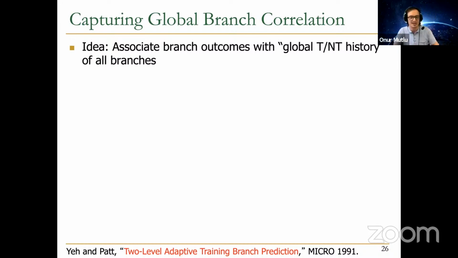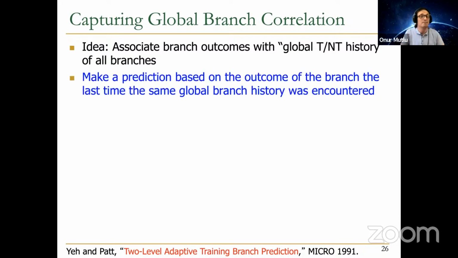Of course, this history register is limited in size, so it's not all branches, but the last n branches that were executed. You basically make a prediction based on the outcome of the branch the last time the same global branch history was encountered. So you're not making a prediction based on the program counter only. You're really making the prediction based on the global branch history register, which is which direction the previous branches went. So the program counter is not part of it right now. You're really taking into account what happened to other branches.